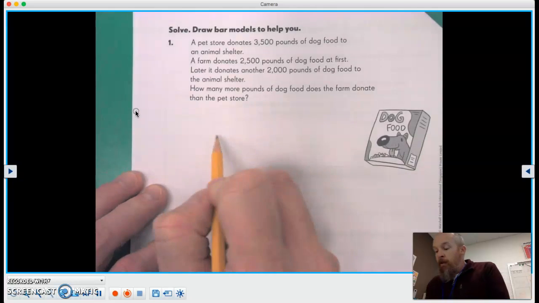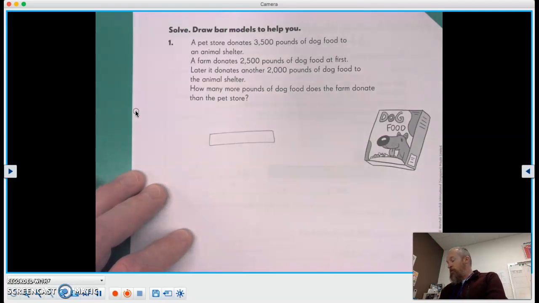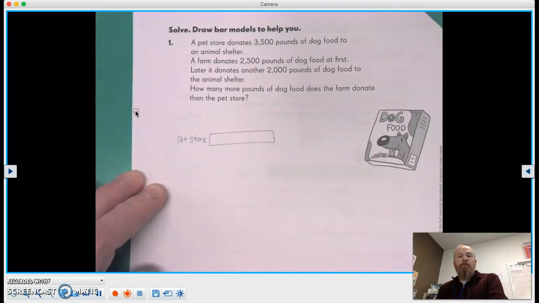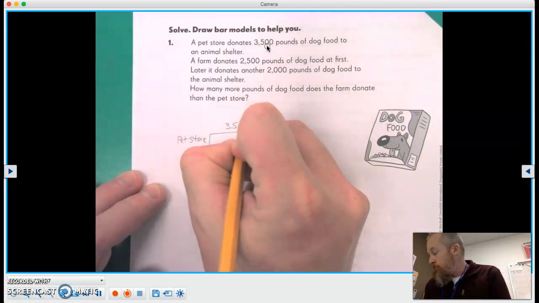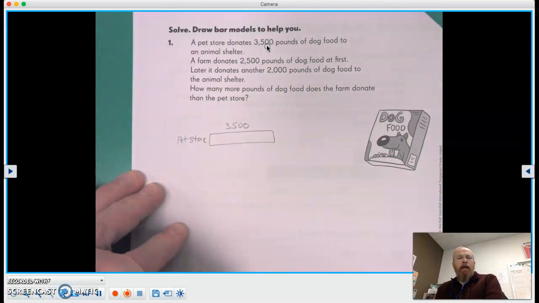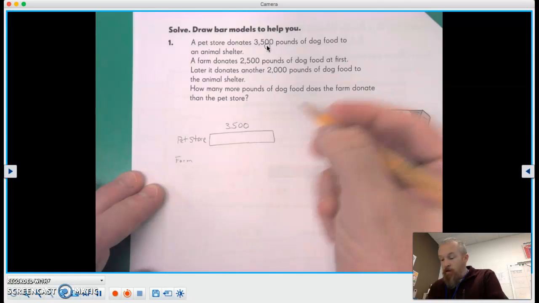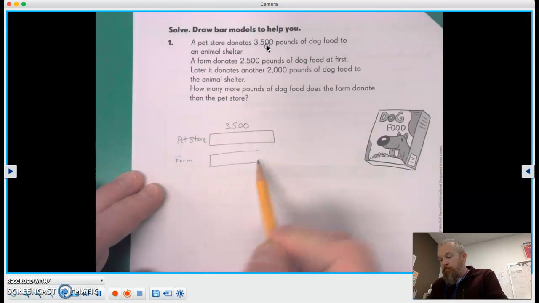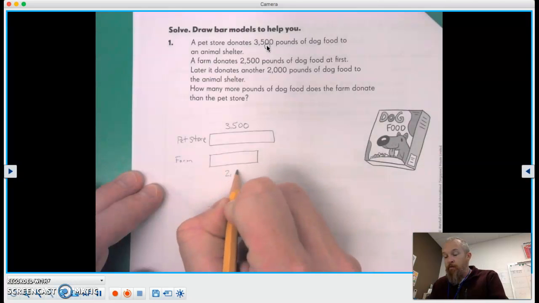So we know, okay, so there's kind of that piece there, right? And we know this is the pet store. And the pet store donated 3,500 pounds. All right. And the farm donates 2,500. So we're going to start it about the same way, but it's not going to be quite as long. So the farm donates 2,500.